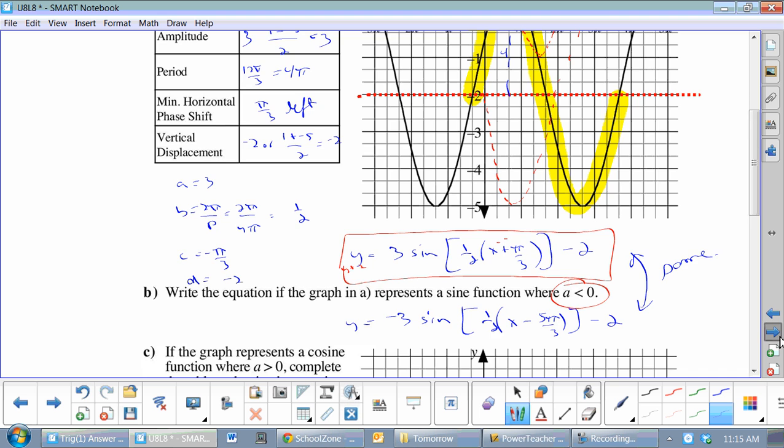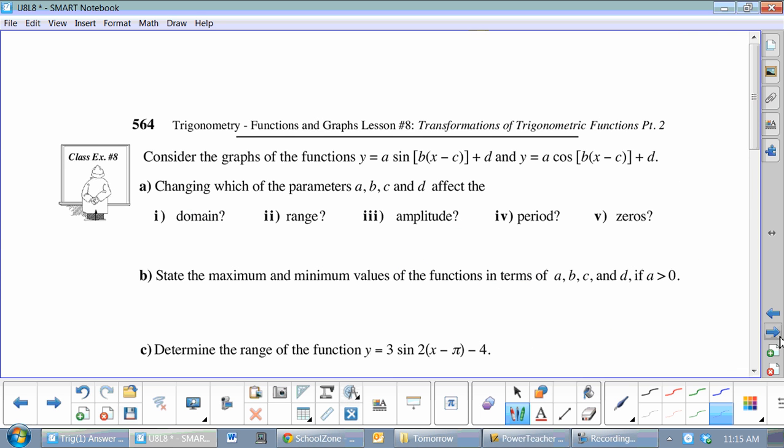Okay, let's go to pure theory. So no numbers at all. What I want to know is how do you, what changes domain, range, amplitude, period, zeros, okay? So we're just going to talk about these two equations. And we're going to talk about A, B, C, and D.